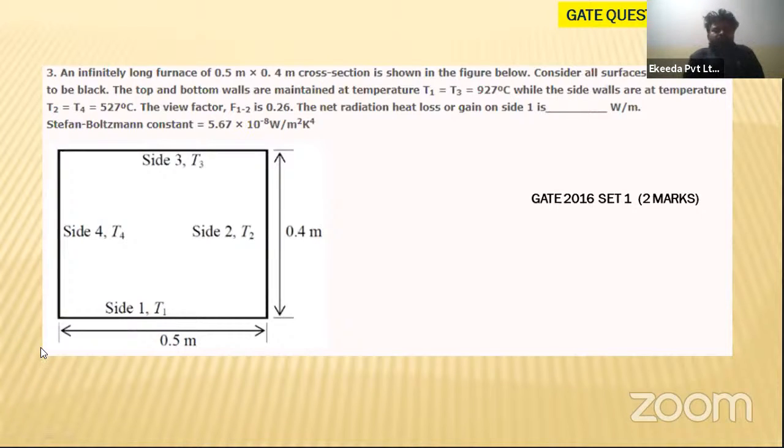So this is the question from set 1 of GATE 2016, and that is of 2 marks. Okay, this is of 2 marks, my dear students.